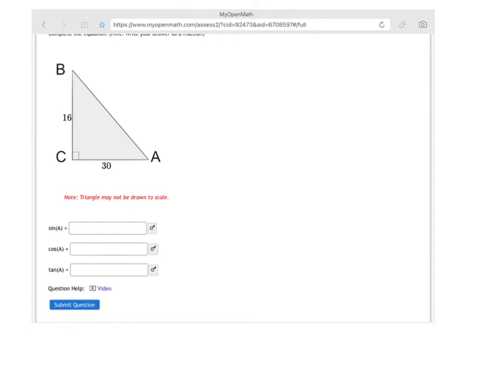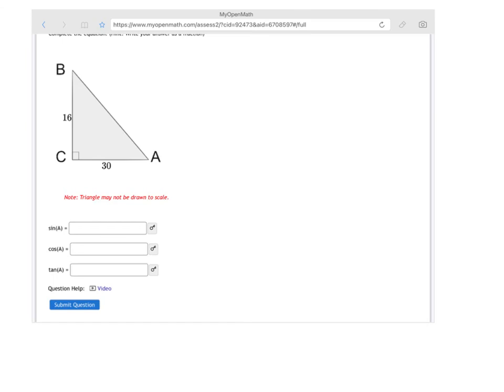So this means that sine is equal to the opposite over the hypotenuse. The C stands for cosine, which is equal to adjacent over hypotenuse, and the T stands for tangent, which is equal to the opposite over adjacent. So all I'm going to do is just put in the fraction that works.